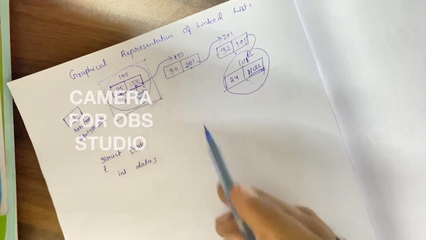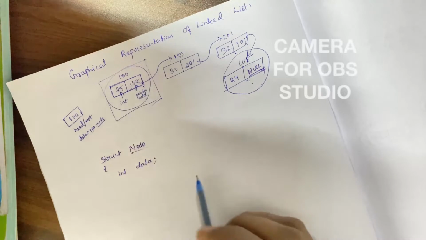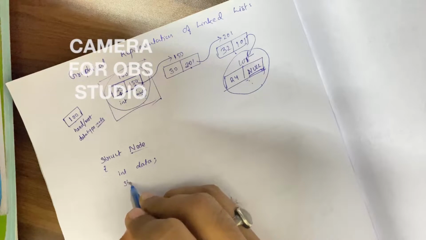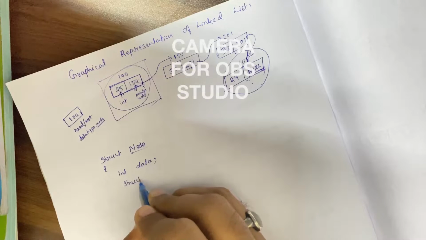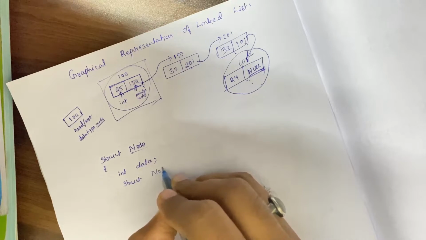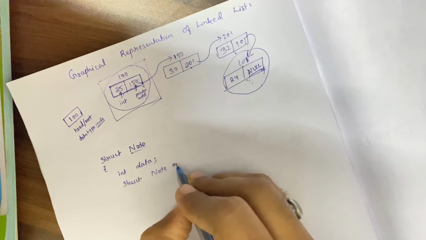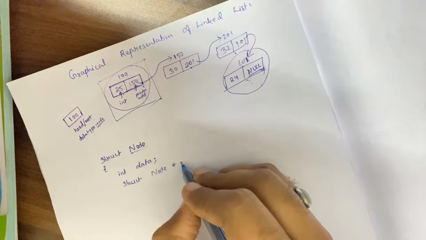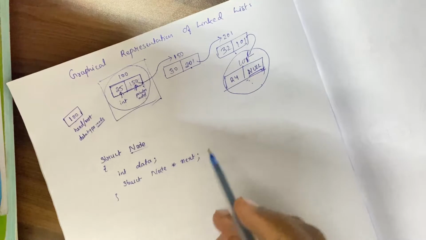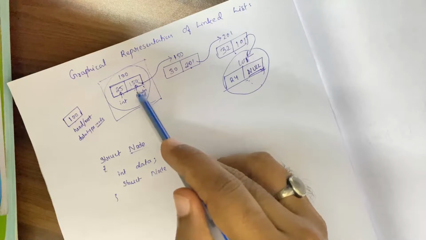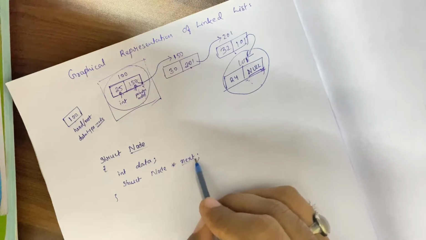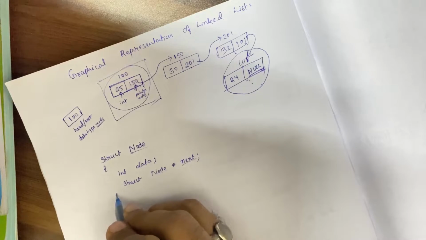Now this box is an address data type, so it is made like this: struct Node asterisk, it is a star, and next. Why have I written next here? Because this contains the address of the next node. So it is convenient for us to write next. So this is it.